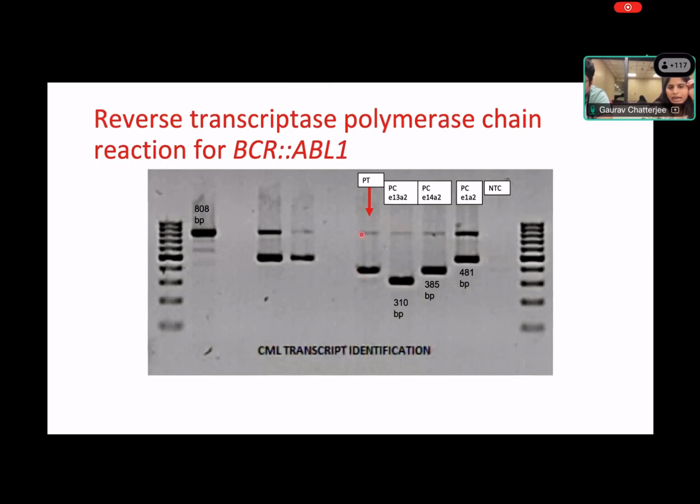Okay, so we are getting two bands. One is at 808 base pair. First of all, on the right, we have the molecular base pair marker. So this is 100 base pair, this is 200, this is 100, 200, 300, 400, it goes this way. And this is a 1000 base pair ladder.